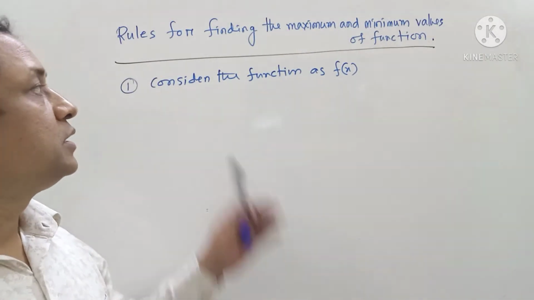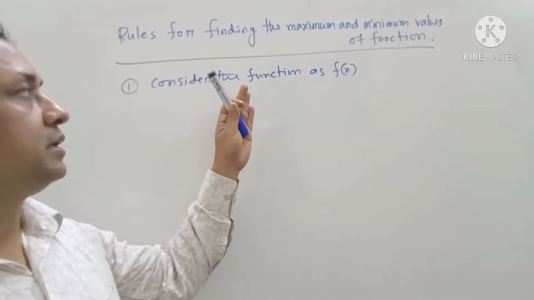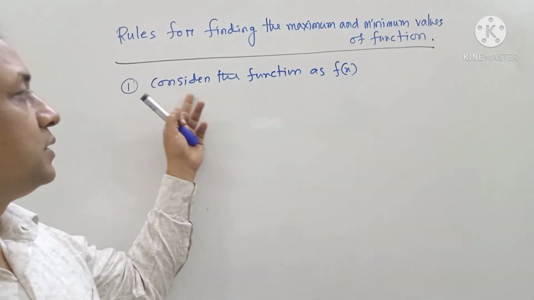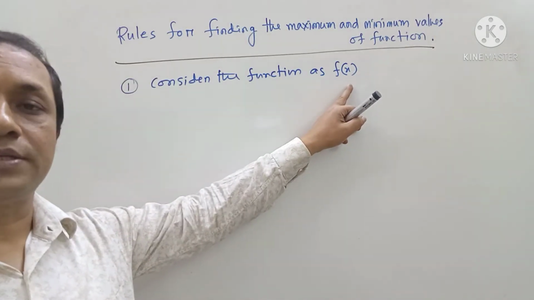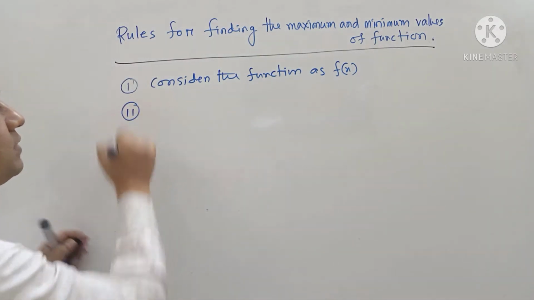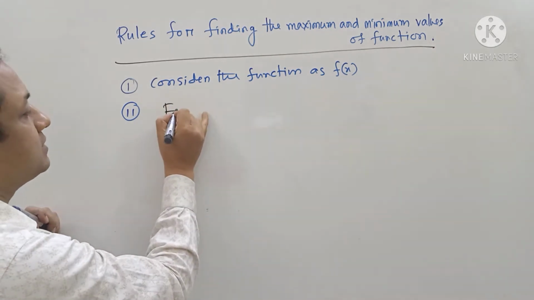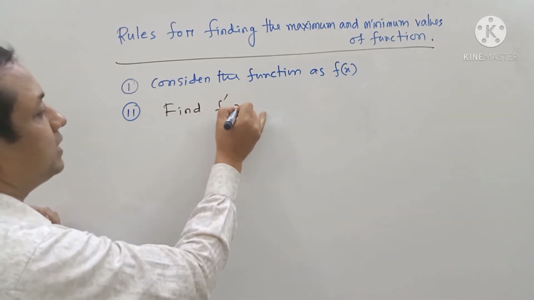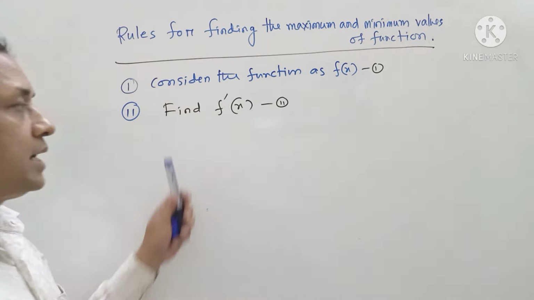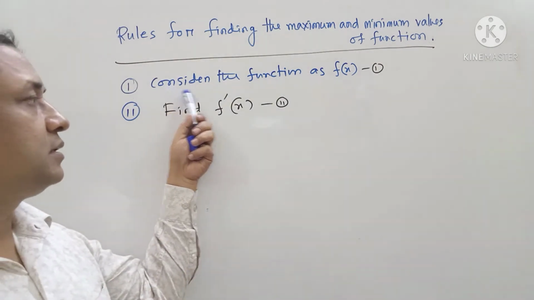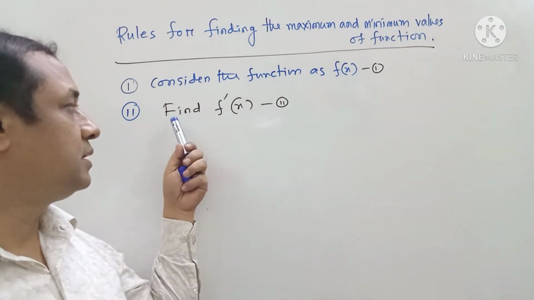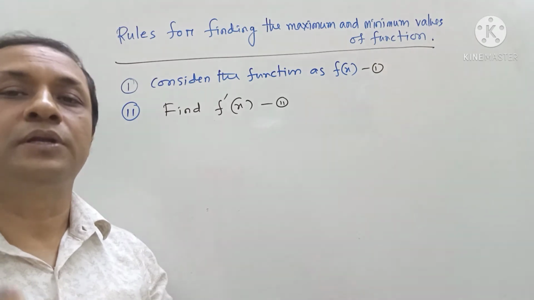Attention please student, rules for finding the maximum and minimum values of a function. Condition number 1: consider the function as f of x. So let f of x be the given function. Number 2: differentiate once, find f prime x. This is equation number 1 and equation number 2. I say again, first condition, consider the function f of x, equation number 1; find f prime x, equation number 2.